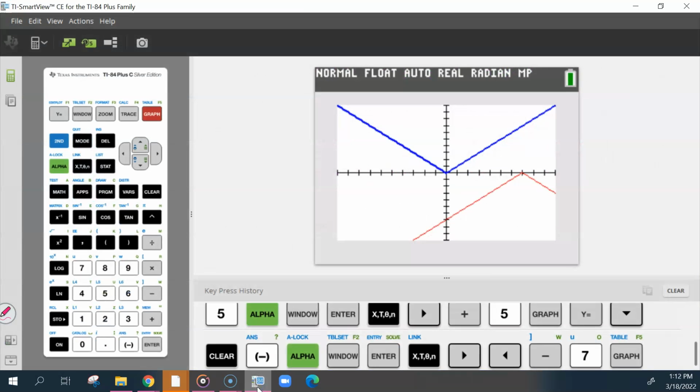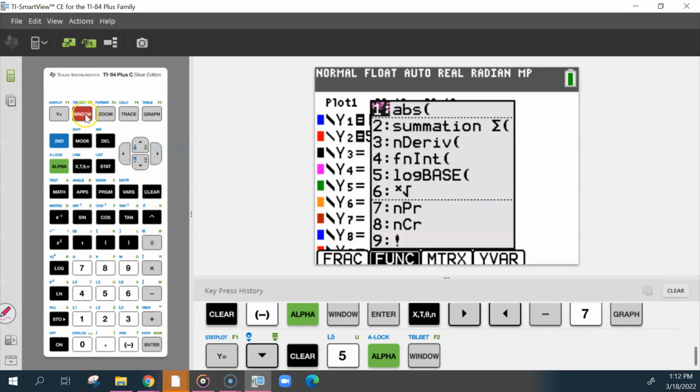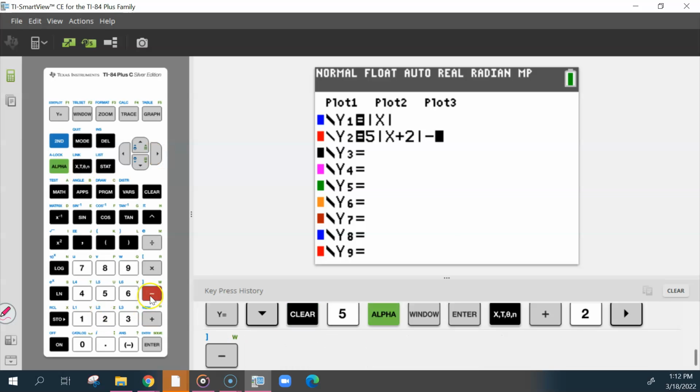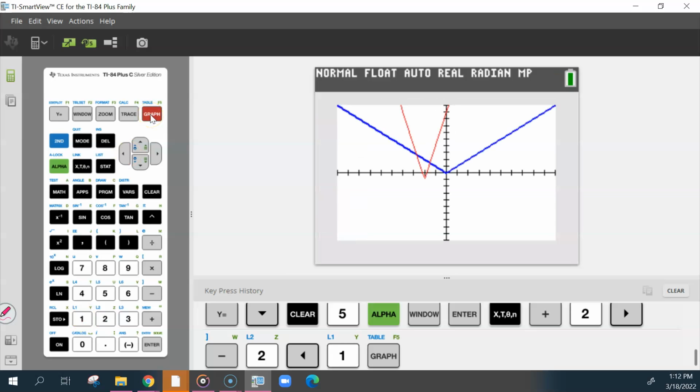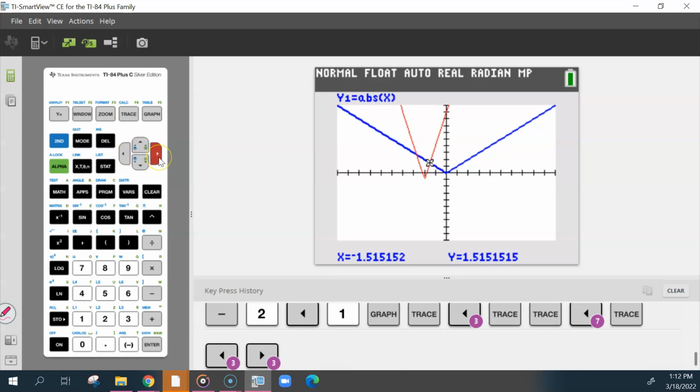And I could graph that just to make sure. So if I go down and I clear this out, I have 5 times the absolute value of x plus 2 minus 1. And I graph it. There we go. So it's definitely gotten narrower. It's moved to the left 2. And it doesn't look like it, but let's say I trace this. Oh, I'm going to trace again. Let's go to the other one.